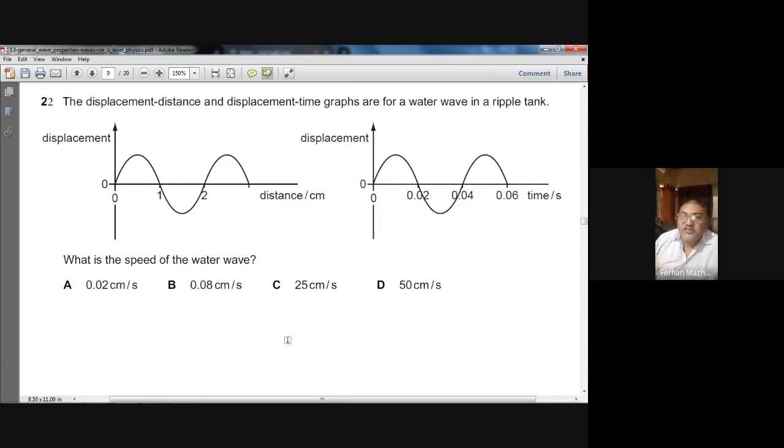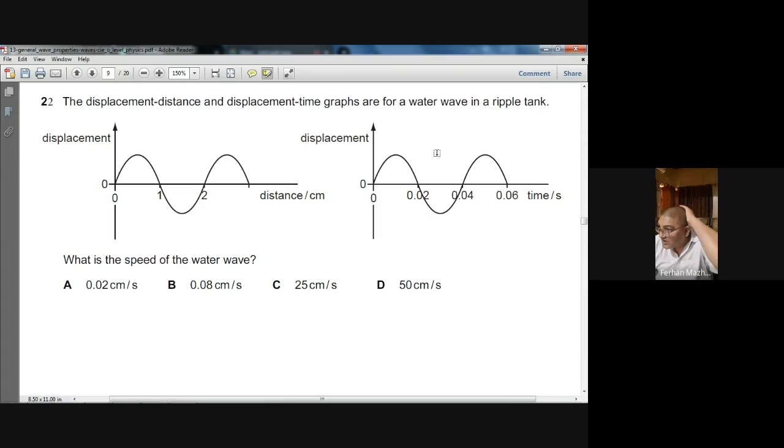Very important question. The displacement distance and displacement time graphs are for a water wave in a ripple tank. What is the speed of the water wave? From the displacement distance graph, I can find the wavelength. The wavelength is 2 centimeters.